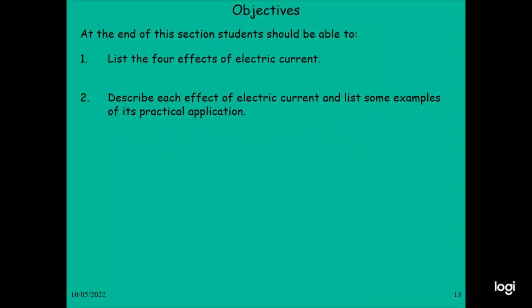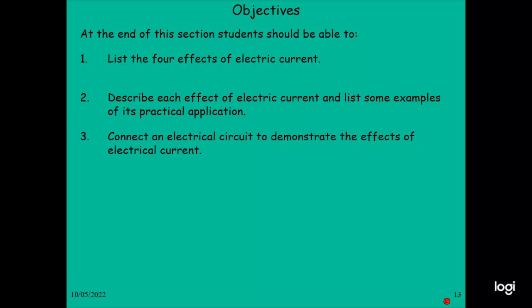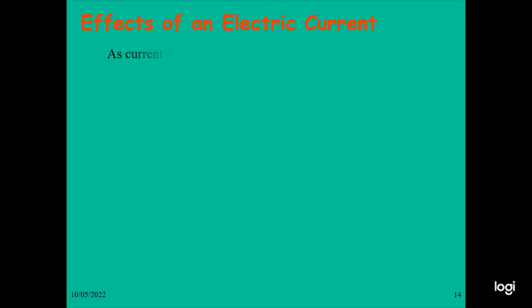At the end of this session, students should be able to list the effects of electric current, describe the effects of electric current with some examples of practical application, and connect the electrical circuit to demonstrate the effects of electric current. The effect of electric current means that as a current flows through a conductor, friction causes heat.